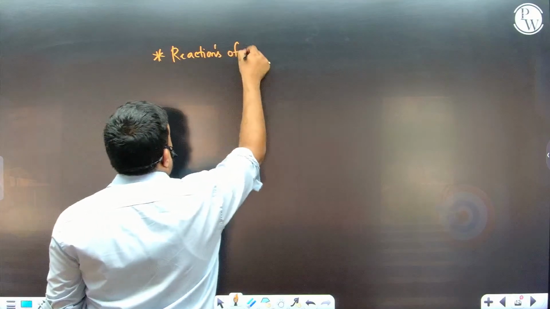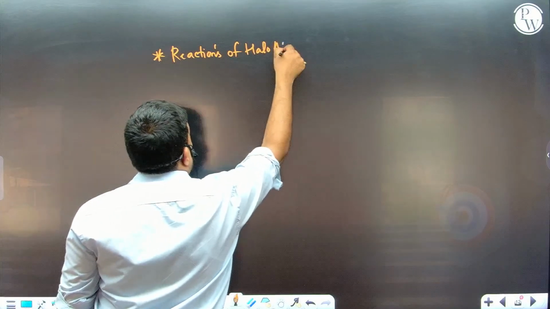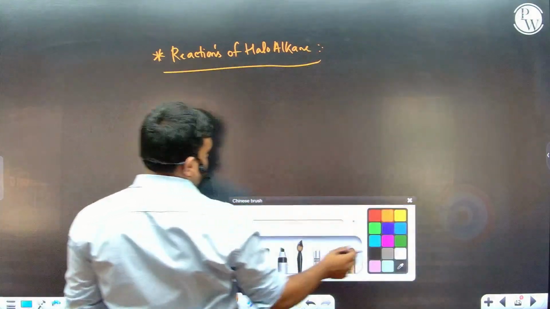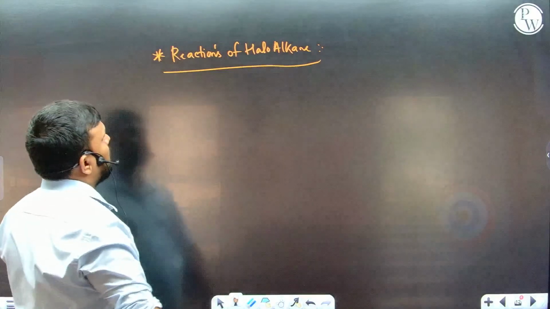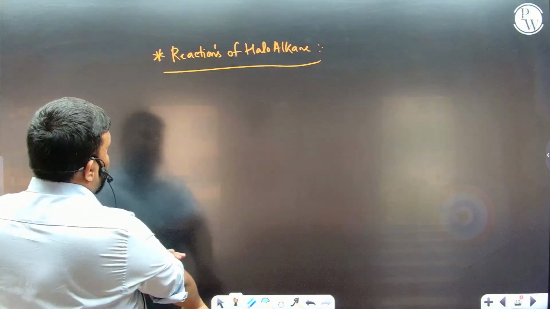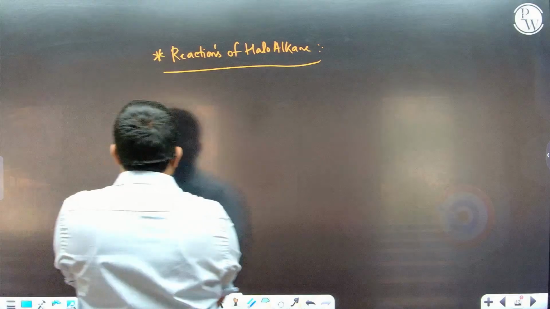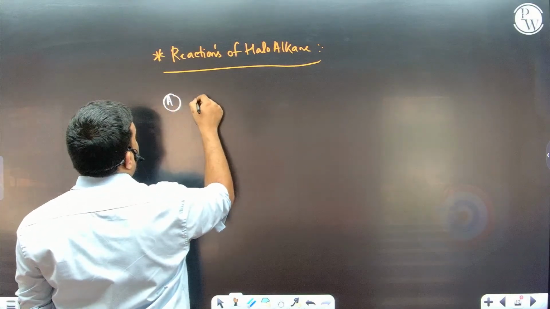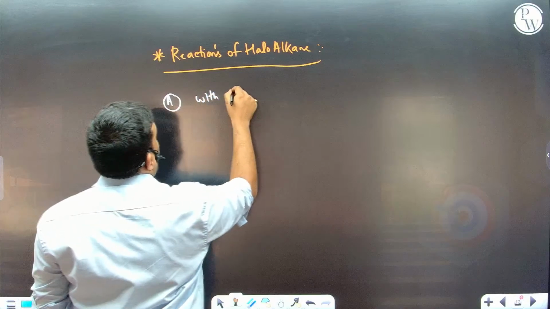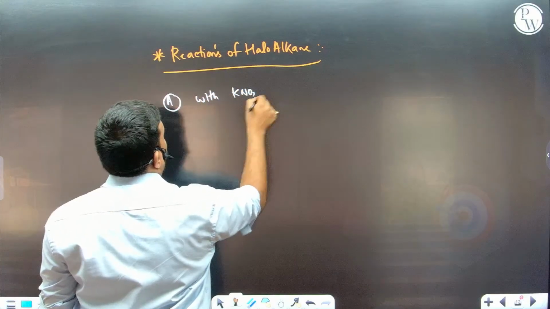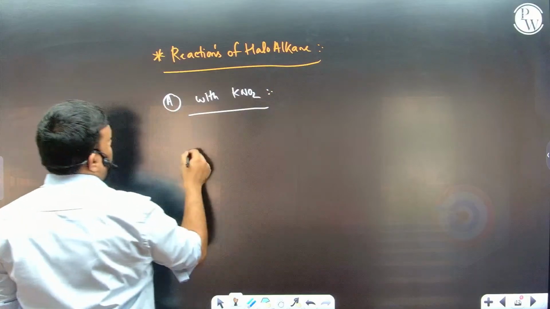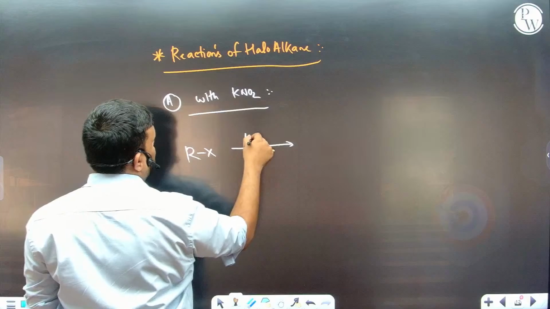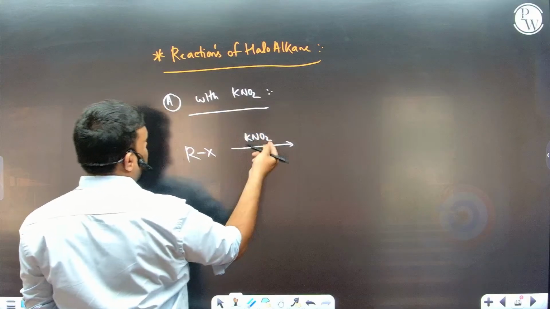Reactions of haloalkane. So in reactions of haloalkane, first of all we will be having reaction with KNO2. If we are reacting haloalkane with KNO2, see this KNO2 is having ionic nature.